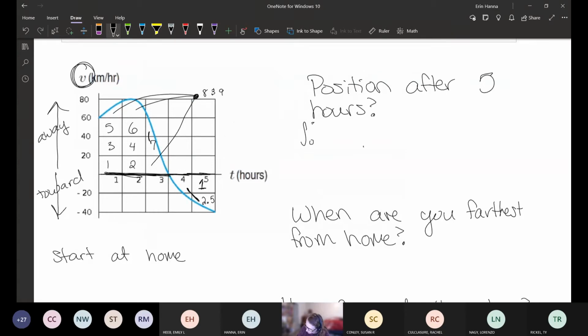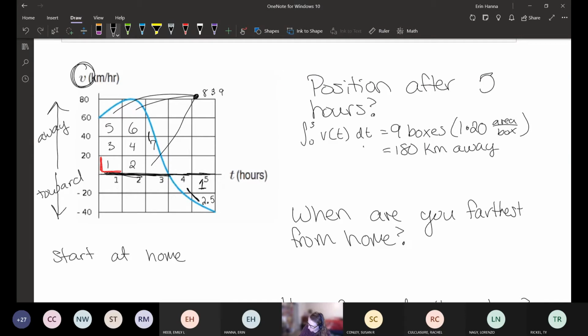So if we go from 0 to 3, well, we have 9 boxes. And then remember, we have to consider the area of each box. So these are 1 by 20 boxes. So 1 times 20 for the area of each box. So that means that the area underneath that part of the t-axis is 9 times 20 is 180. This will be kilometers away from home.